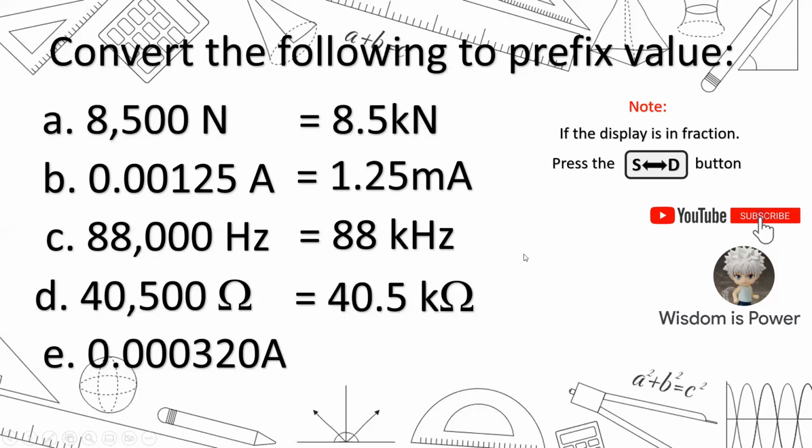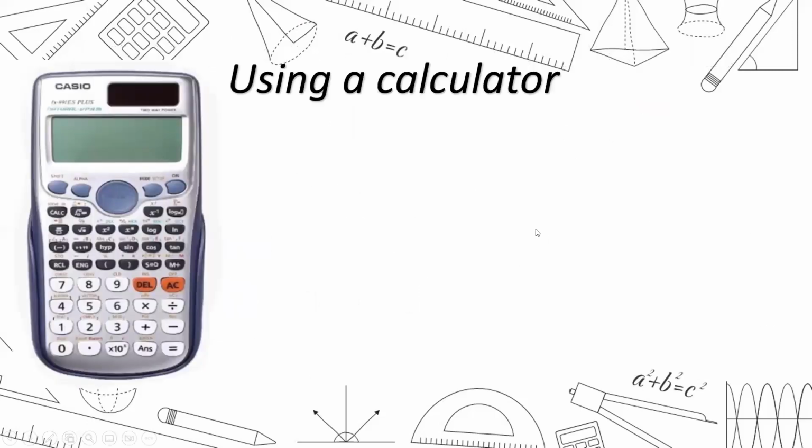For letter E, 0.000320, pressing it in your calculator will give you 320 times 10 to the negative 6. That will be equivalent to 320 microamperes.